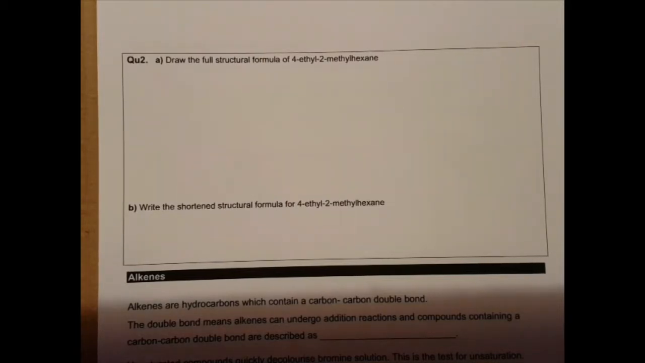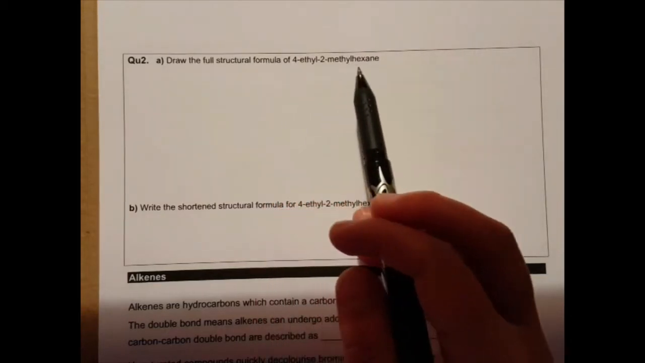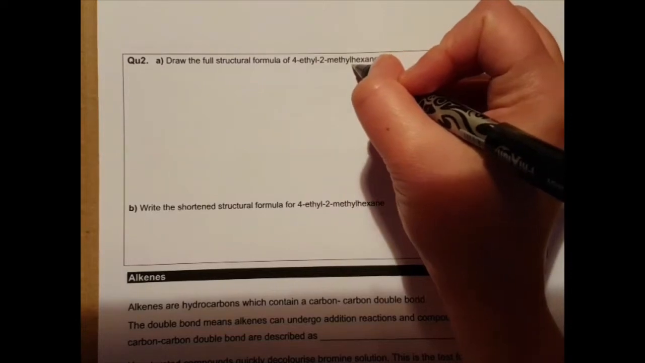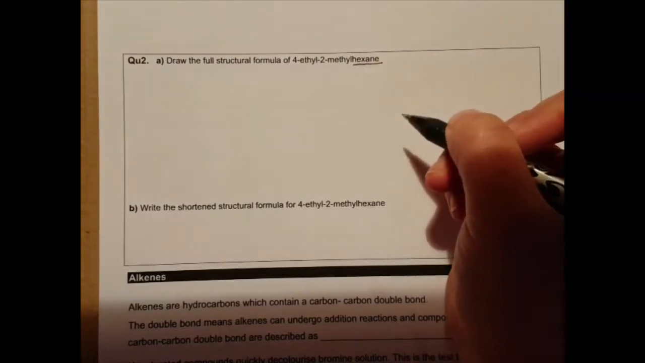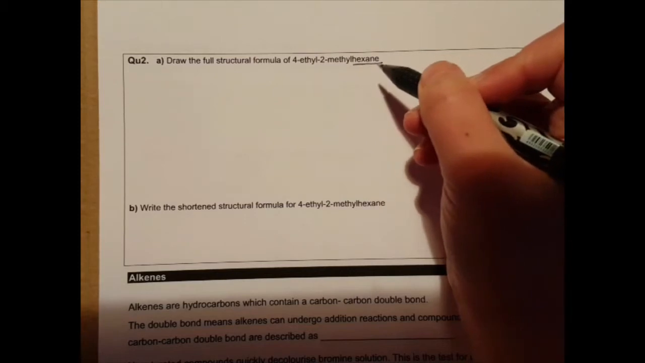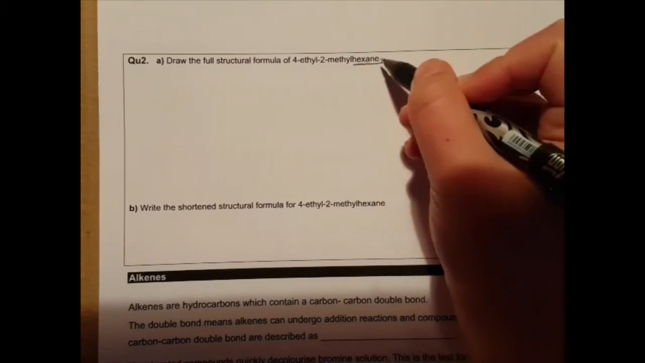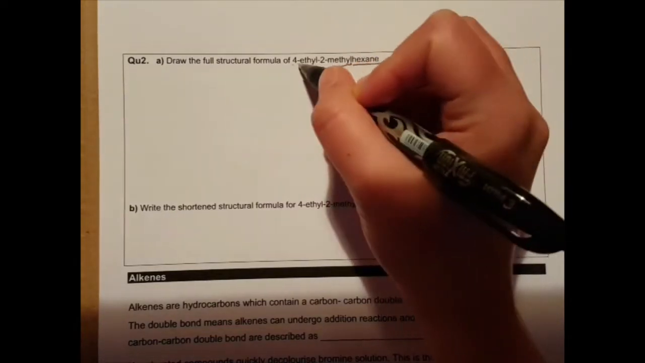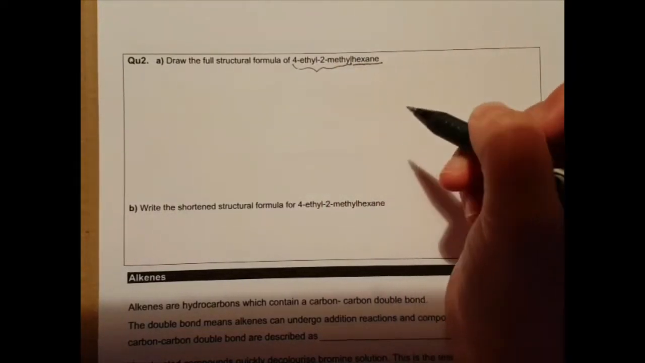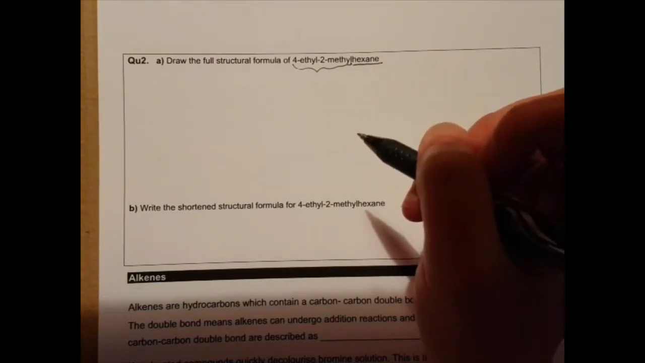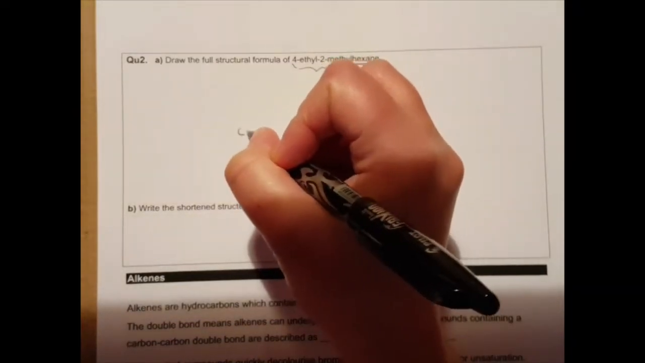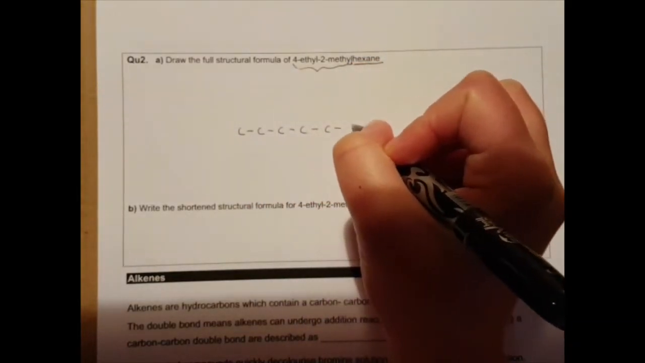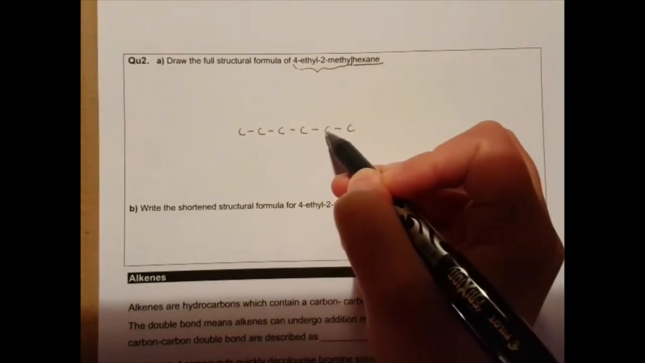Okay, so with these, when we're trying to draw the structure based on the name, I would always work backwards. So we'd start with the name of the main chain. So you need to work out which parts are the names of the branches and which is the name of the main chain. Well, the main chain will be the bit that ends in ane. So we've got hexane and then we've got 4-ethyl 2-methyl. That's the branches. Okay, so hexane, hex means that there are 6 carbons. So you're going to start by drawing 6 carbon atoms in a chain. 1, 2, 3, 4, 5, 6.